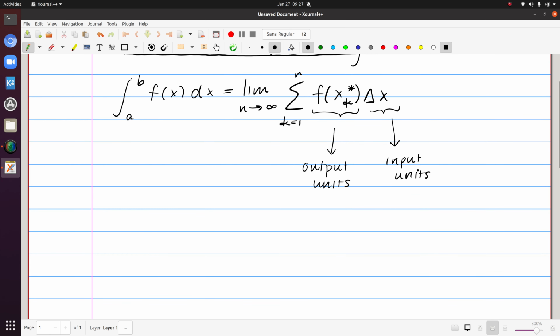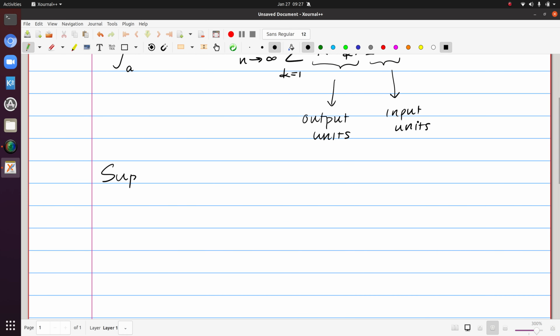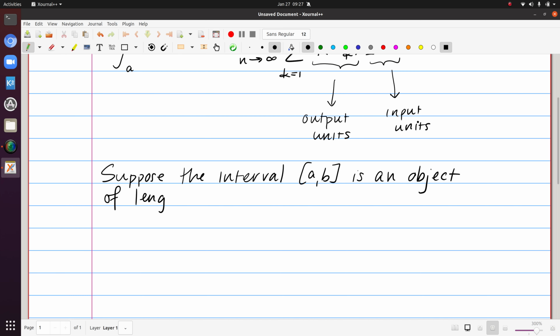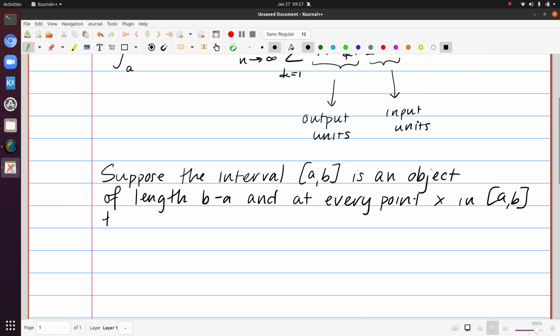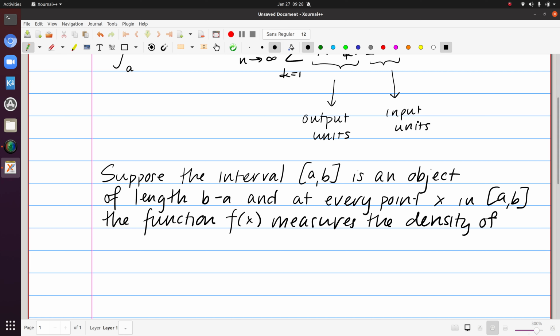So suppose we interpret that the interval from A to B is an object of length B minus A. And on top of that, at every point in that interval, let's call that point x, the function f of x measures the density of the object at point x.